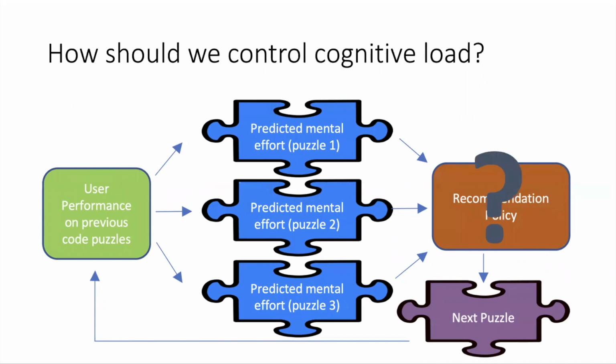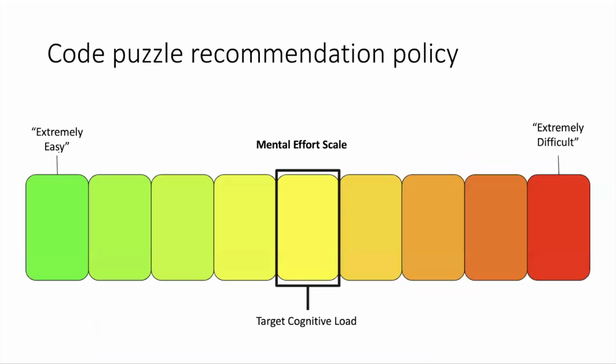The optimal target cognitive load for learning code puzzles is not known, so we frame this experiment as a dosing trial where we hope to discover this value. Our system recommends puzzles that are predicted to cause medium cognitive load. We believe this to be a promising policy, sparing users from puzzles that are either too difficult or too easy.